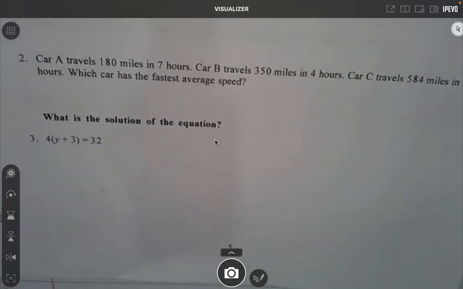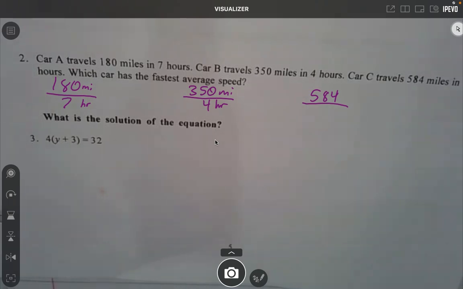So we've got car A, B, and C. So car A is going 180 miles per 7 hours. Okay. What's car B doing? 350 miles in 4 hours. And then car C is 584 miles in 15 hours. Okay, so which one's going the fastest? Car B. So you just divide it and see.